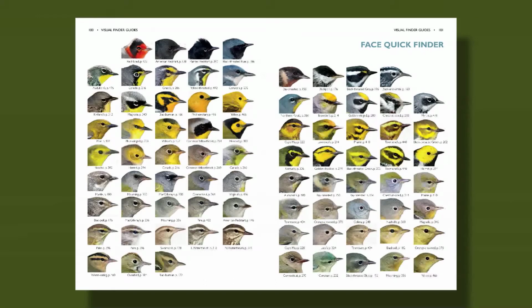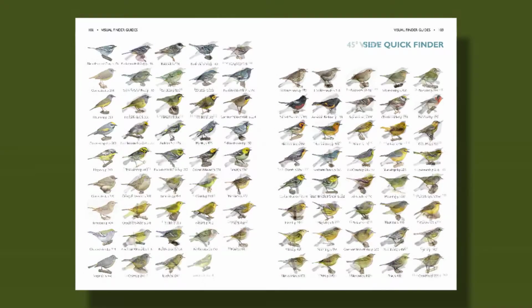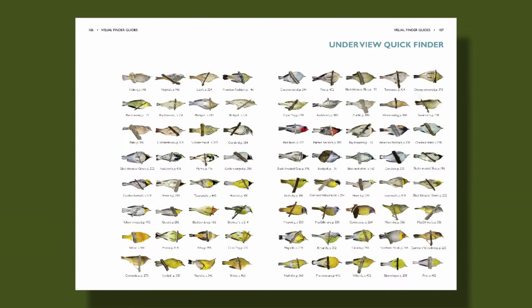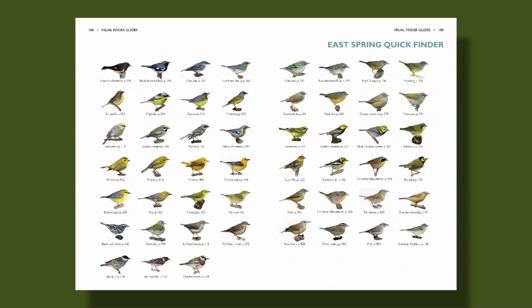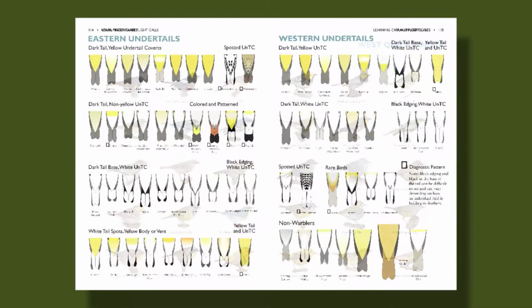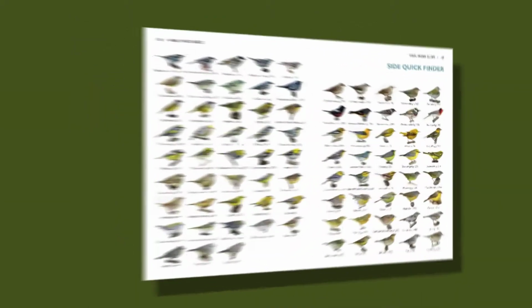We use both visual and audio quick finders in our guide to help you quickly find a bird that you're looking for. The visual quick finders are broken into side view, 45-degree view, and underside, so that they're effective from whatever angle the bird is being seen. We also have east and west coast quick finders to help narrow down the selection by range, as well as a complete undertail finder. Using the finders allows us to make an ID in one or two steps.